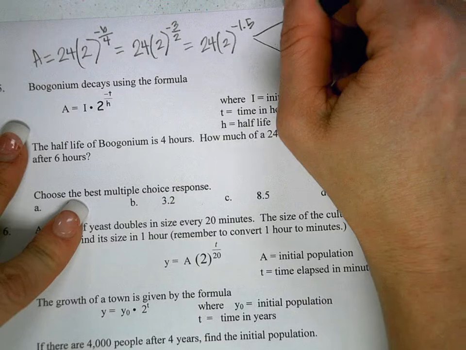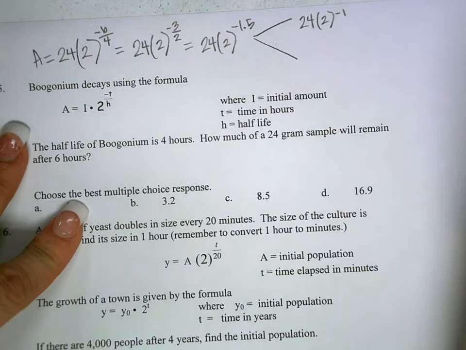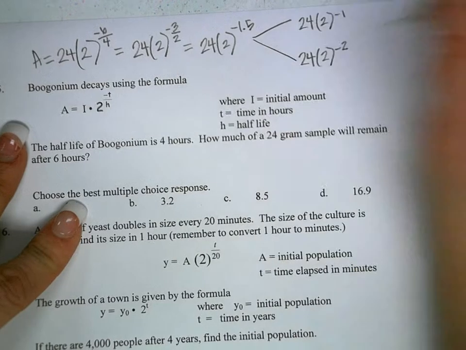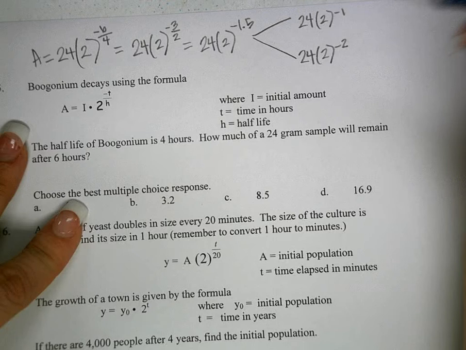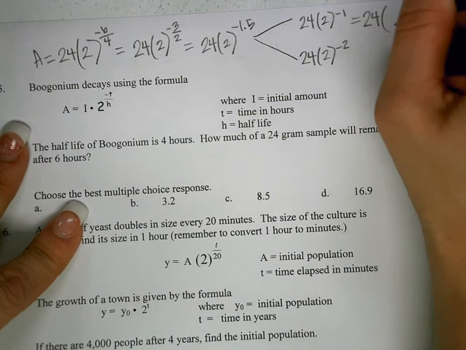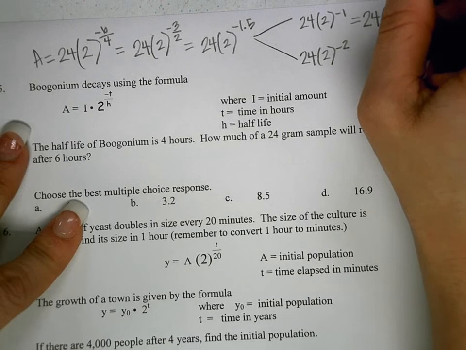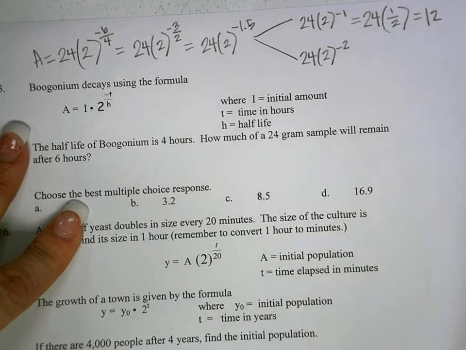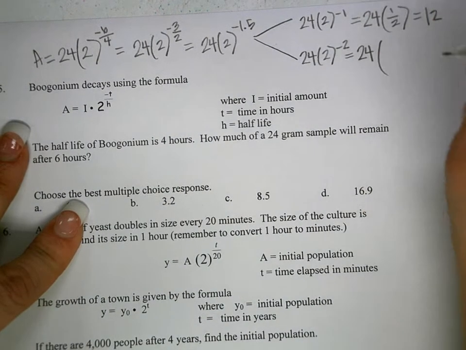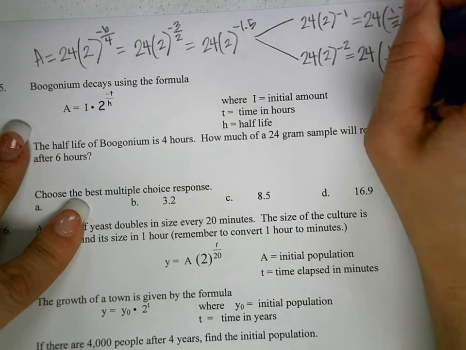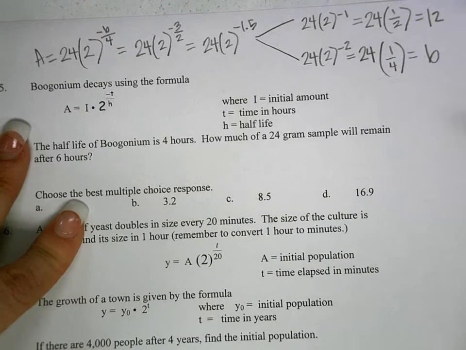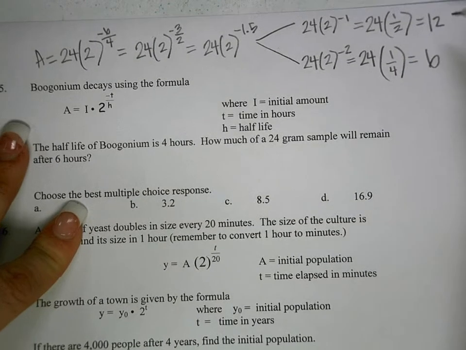Could you do 24 times 2 to the negative 1? Yes. Could you do 24 times 2 to the negative 2? Yeah. Is 1.5 in between 1 and 2? Yeah. So you can solve these, and if you do, you get 24 times, what's 2 to the negative 1? 1/2, which multiplies to be 12. Multiply this together, 24 times, what's 2 to the negative 2? 1/4. What's 24 times 1/4? 6. So would you agree that the amount left behind should be between 12 and 6?